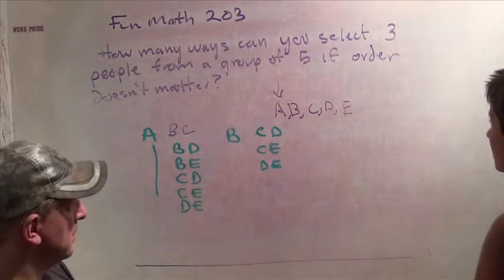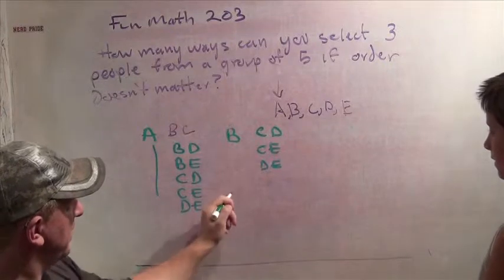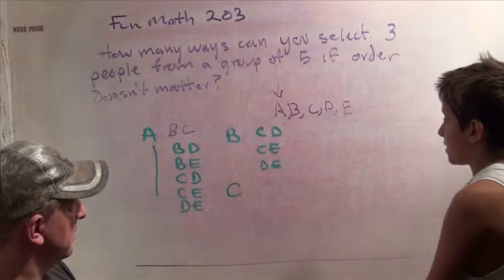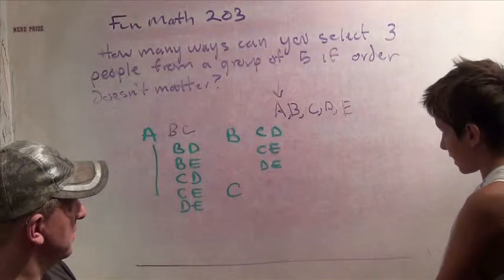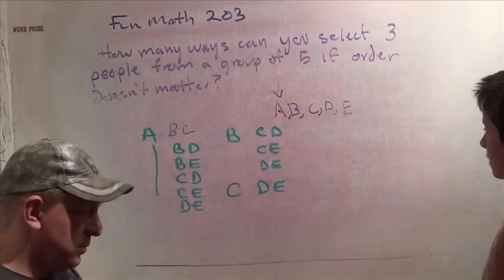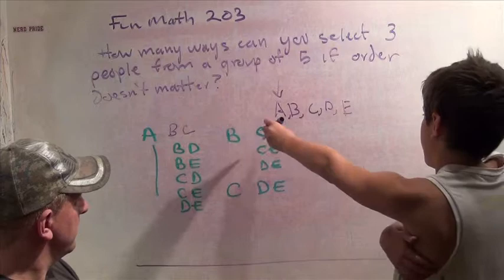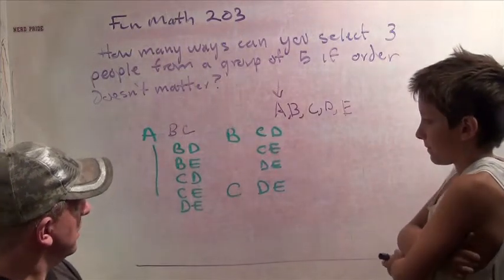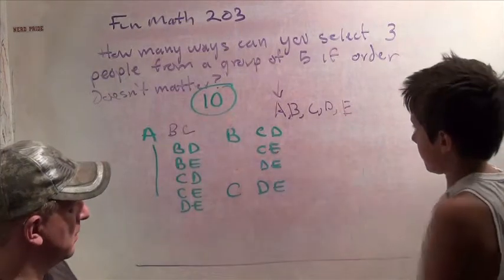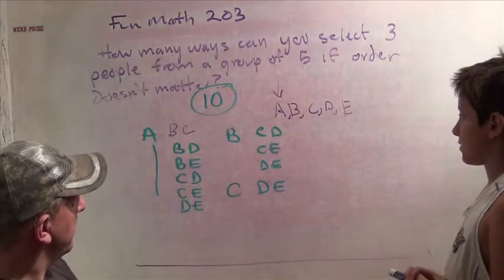And then we can start with C as our lowest letter. Then it would be just C, D, E. So how many are there? 6 plus 3 plus 1, there's 10. So it looks like we found 10, because the ones with D as the lowest letter don't work, since there's not enough letters.